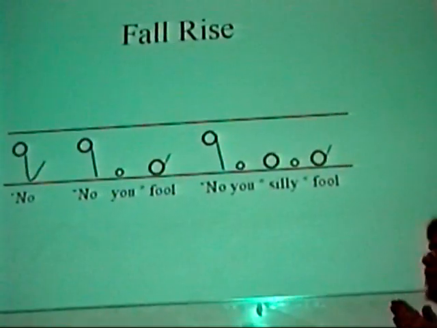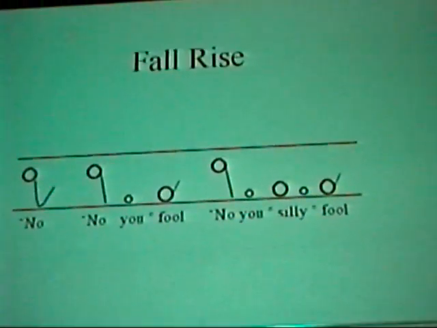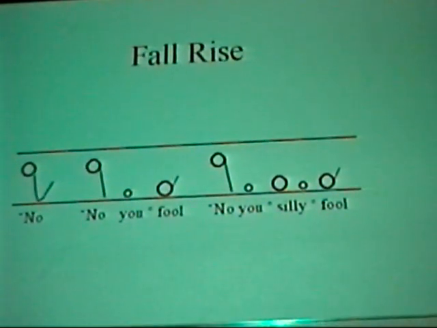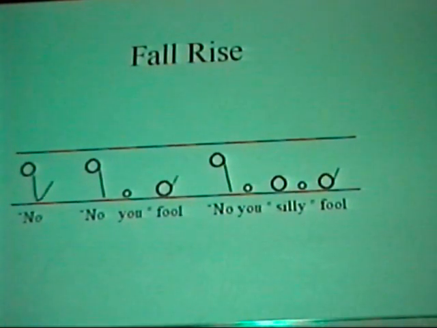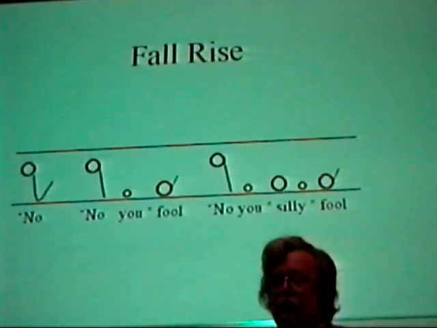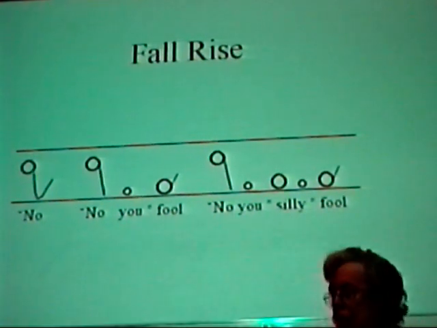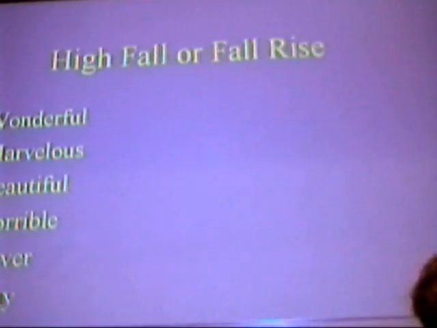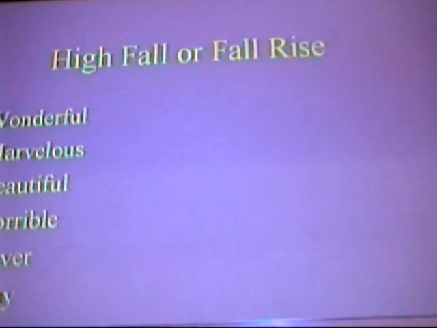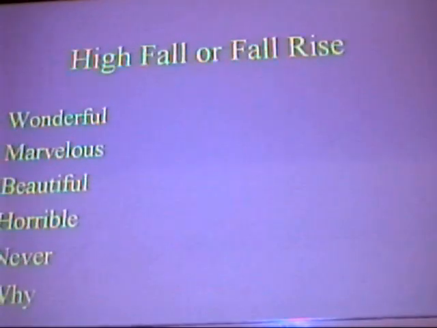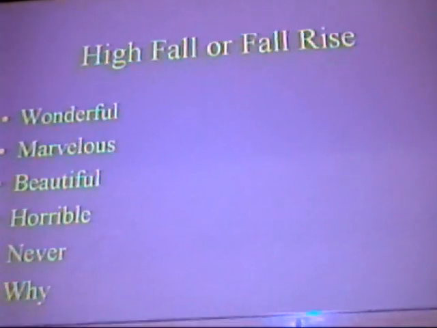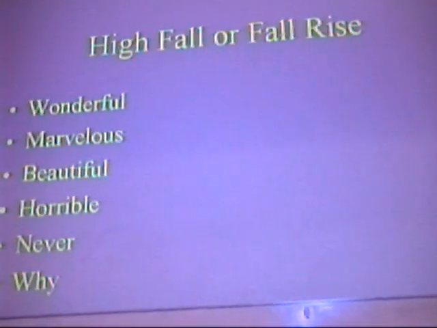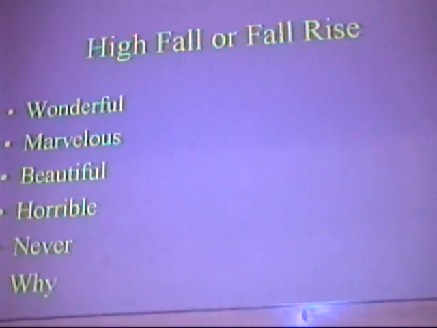But this is very confusing to some people when they first hear about it, that the difference between a high fall and a full rise is not in the nucleus, but at the end of the tail, often. Right? Let's see if we can work that out. Here are some utterances. Again, the nucleus is the first syllable. And I'm going to put either a full rise or a high fall nuclear tone. And what you've got to decide is which one I'm using. Okay?